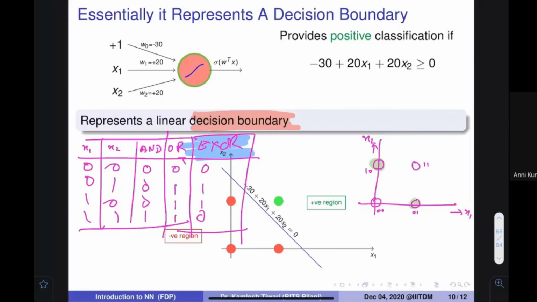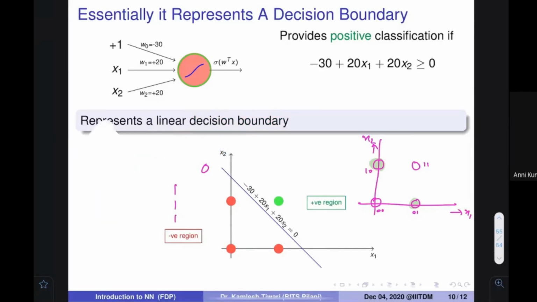Otherwise, if the things are linearly separable, then you can always find a decision boundary. Is it clear right now? If the things are linearly separable, then you can find it. If the things are not linearly separable, what to do, we will discuss later.